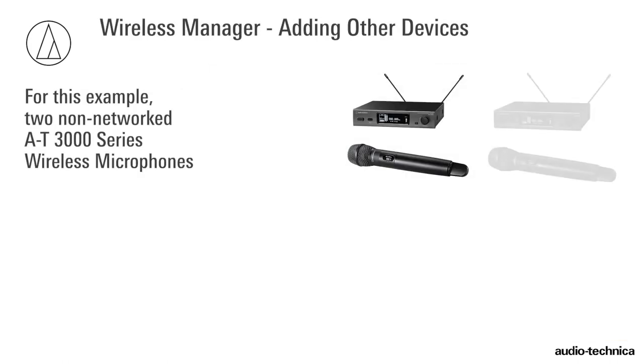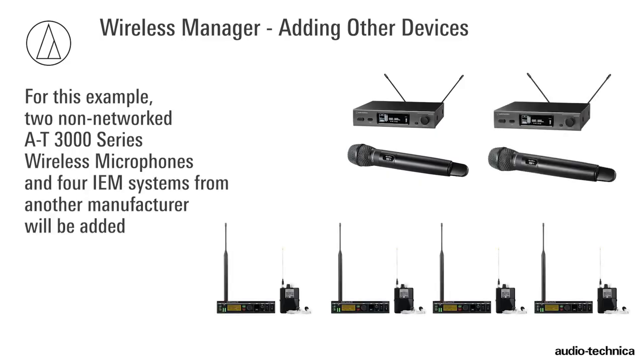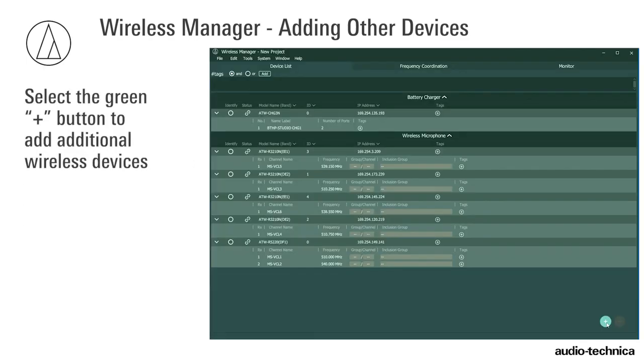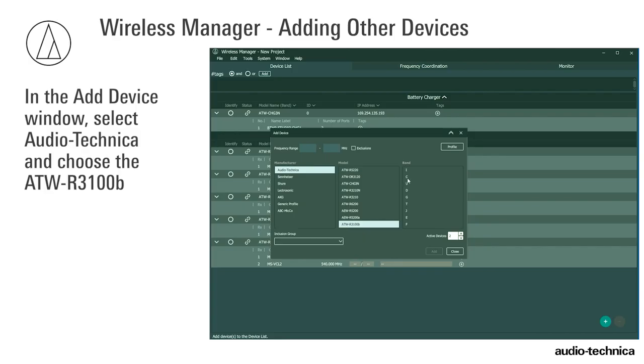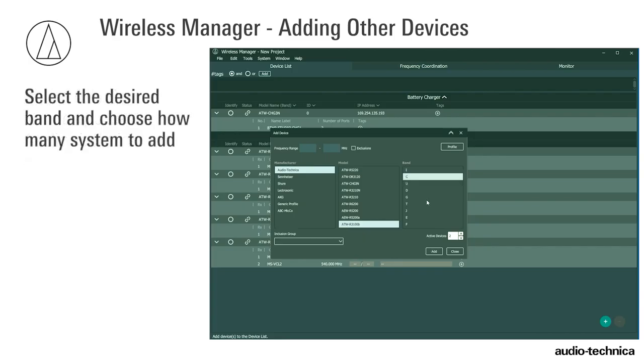For this example, 2 non-networked AT3000 series wireless and 4 IEM systems from another manufacturer will be added. Select the green plus button to add wireless devices. When the Add Device window opens, select Audio-Technica and choose the ATW R3100B. Select the desired band and choose how many systems to add.